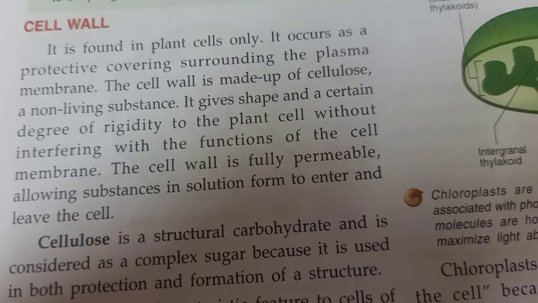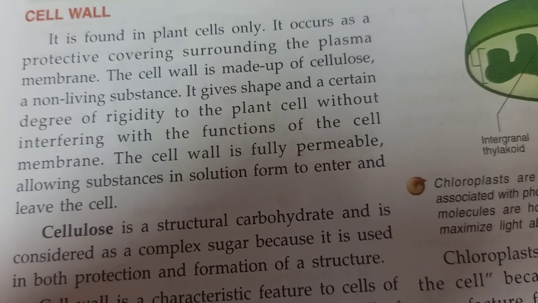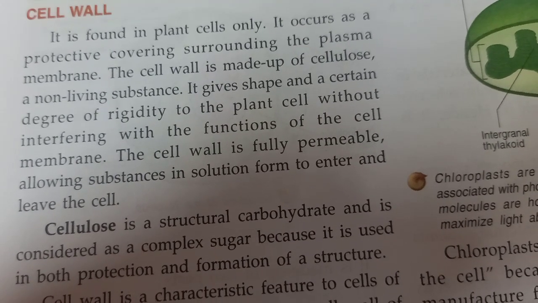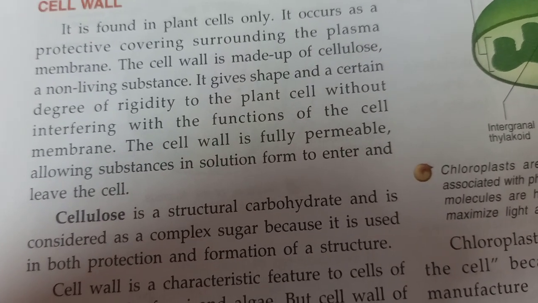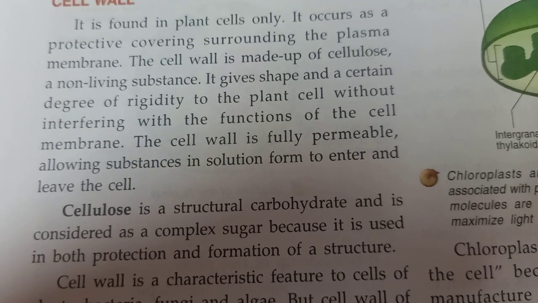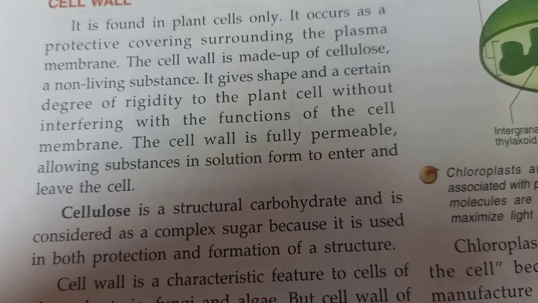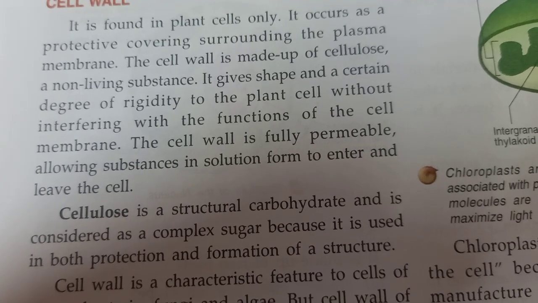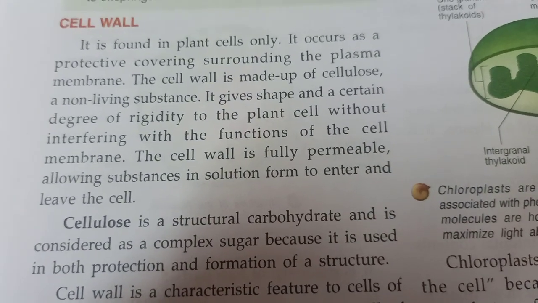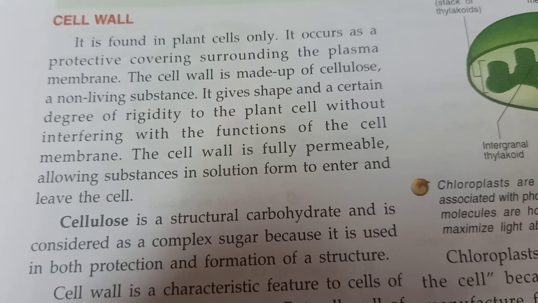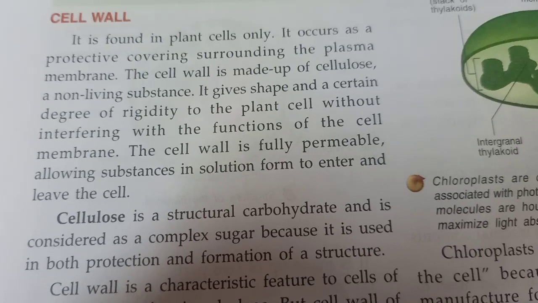Now the cell wall is made up of cellulose, a non-living substance. This is also a very important thing, that this cell wall is made up of a special kind of substance and it is known as cellulose. It gives shape and a certain degree of rigidity to the plant cell without interfering with the functions of the cell membrane.